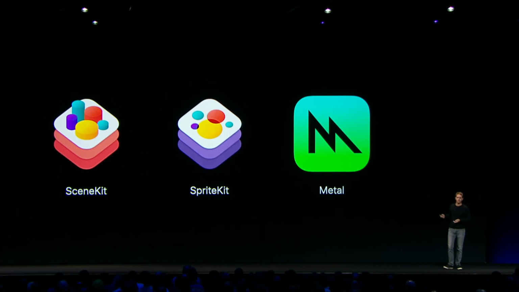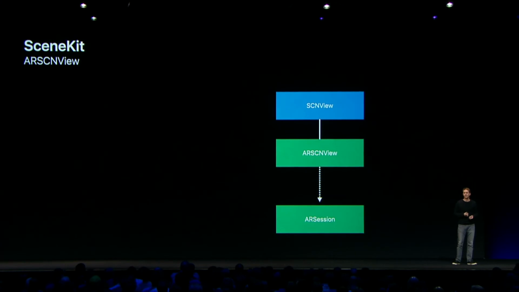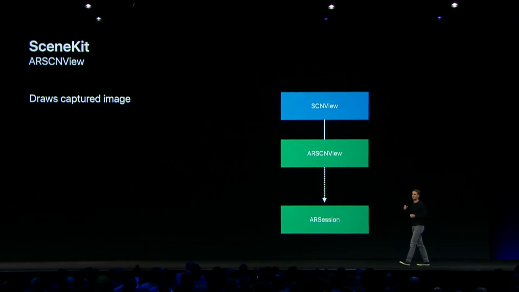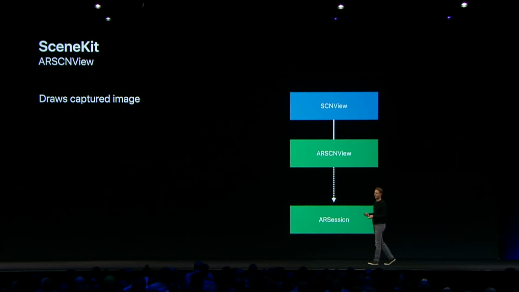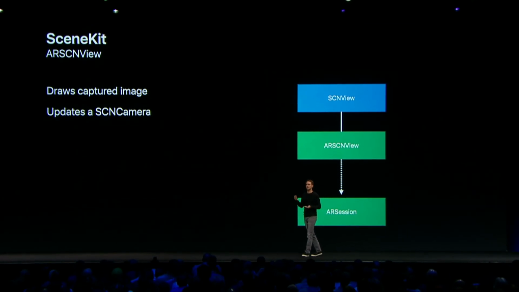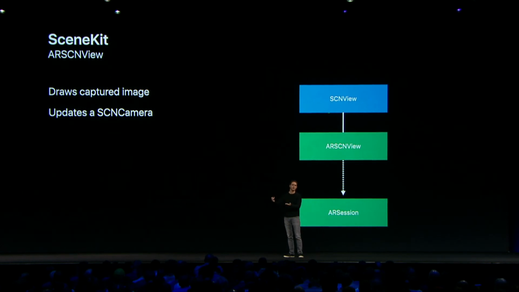So let's have a look at each one of those, starting with SceneKit. For SceneKit, we're providing an ARSCNView, which is a subclass of an SCNView. It contains an AR session that it uses to update its rendering. So this includes drawing the camera image in the background, taking into account the rotation of the device, as well as any viewport changes. Next, it updates an SCNCamera based on the tracking transforms that we provide in an ARCamera. So your scene stays intact, and ARKit simply controls an SCNCamera by moving it around the scene, the way you move around your device in the real world.